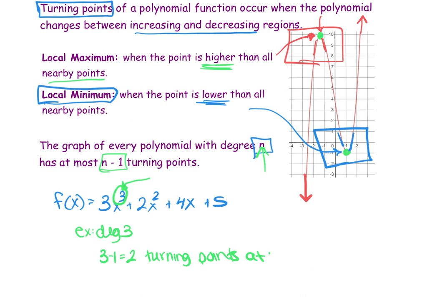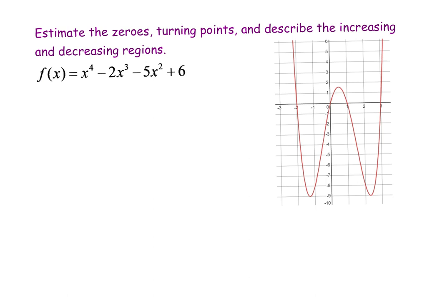at most. So just a couple of key details to know before we start diving in and identifying zeros, turning points, and increasing and decreasing regions. Now for this example, all we're going to do is estimate different turning points and zeros, and then we're going to describe the increasing and decreasing regions. So while some of these we may have to estimate ourselves, so they may not be identically perfect to the graph, we're going to do our best.